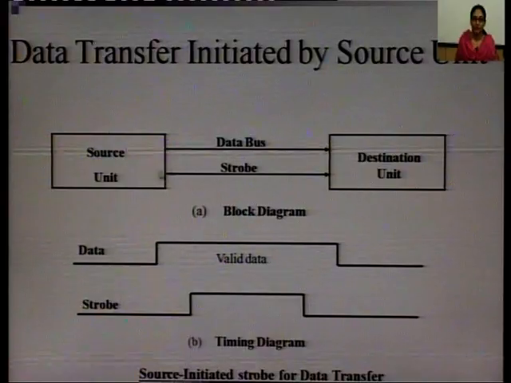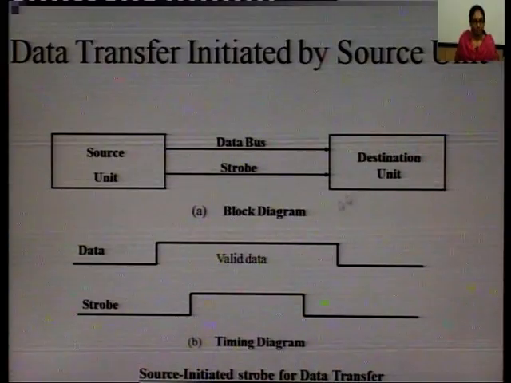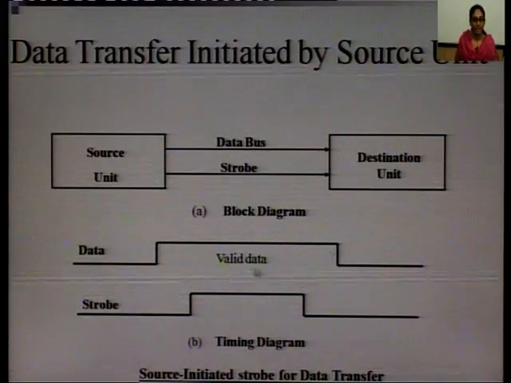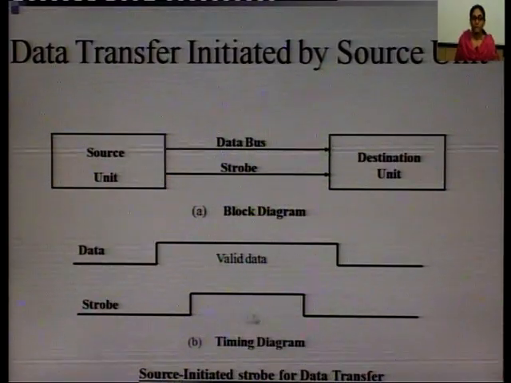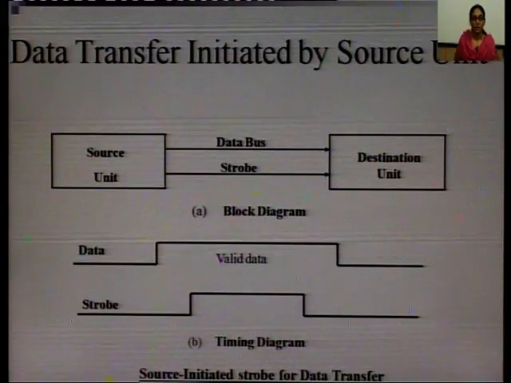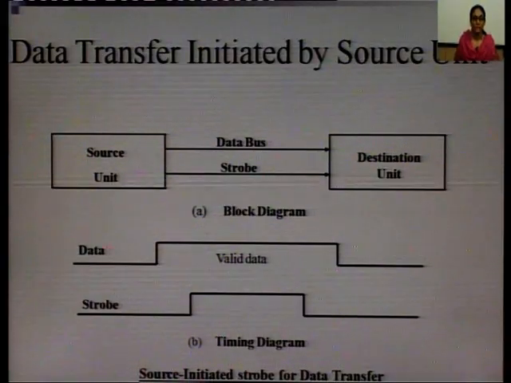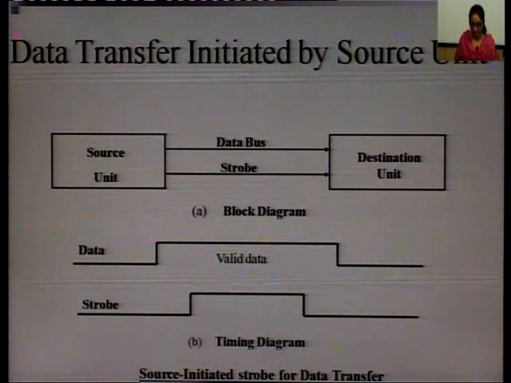The source transmits the data on the data bus, and a strobe signal is also sent by the source to the destination. Here the data being sent is valid, and it is sent through the data bus, and the strobe signal remains activated until the destination has received the data. So this is the source-initiated strobe signal for data transfer.